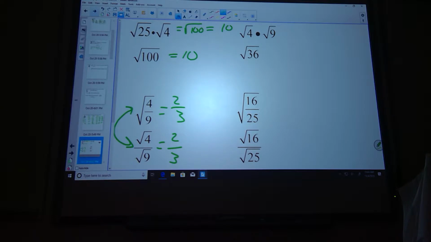That's the basic operation of radicals. If you have the radical of a whole fraction, it could be the radical at the top over the radical at the bottom.